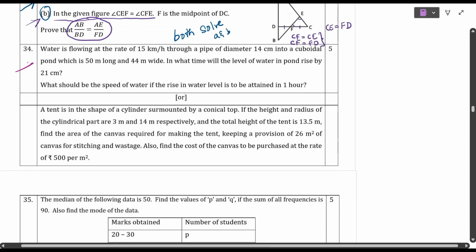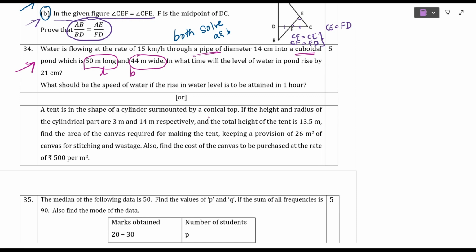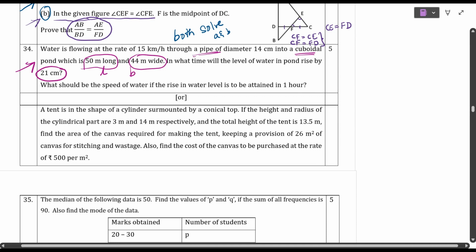Question number 34. Try to understand carefully. Here water is flowing at the rate of 15 kilometers per hour through a pipe of diameter 14 centimeters into a cuboidal pond. So here the pipe is of diameter 14 centimeters, means this is a cylinder. The pond is in the shape of cuboid. It is 50 meters long, this is nothing but our length, and 44 meters wide, and this is nothing but our breadth. So in what time will the level of water in the pond rise by 21 centimeters? This is nothing but height.